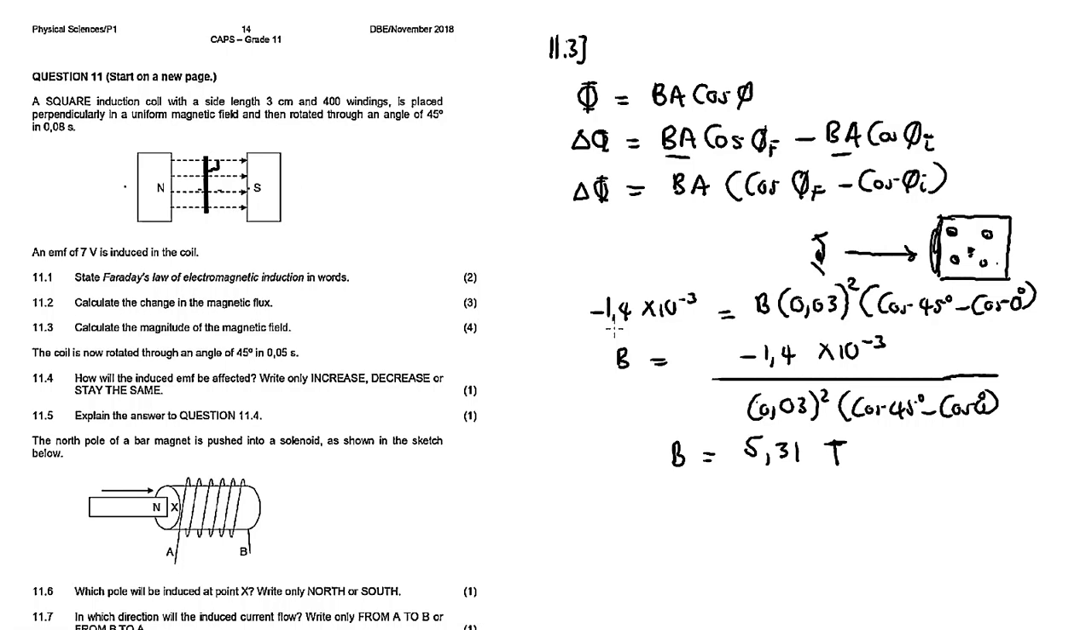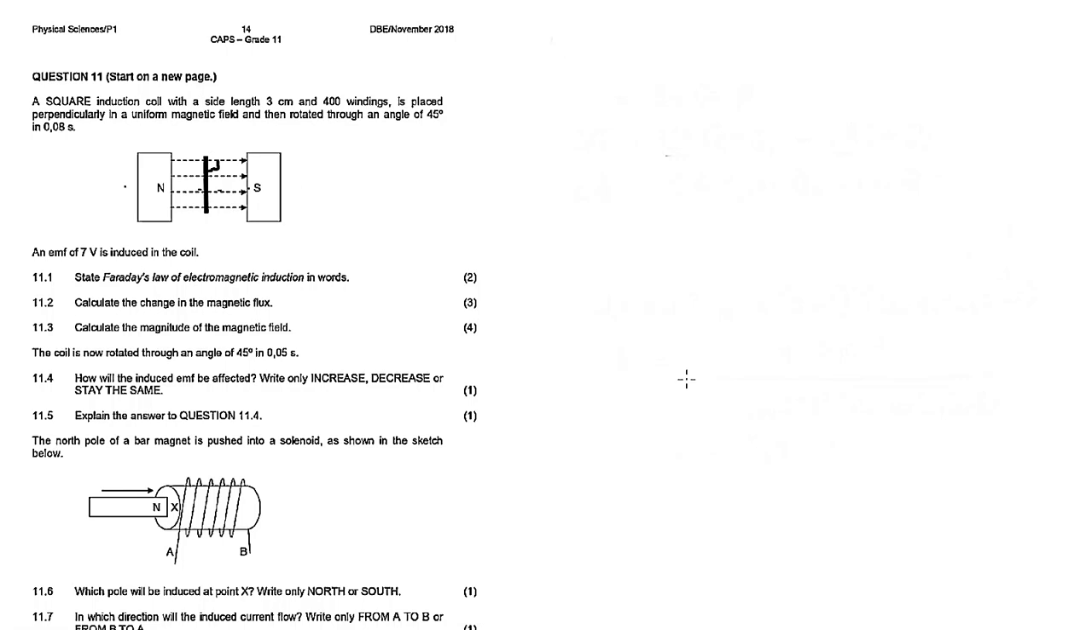Now, the coil is now rotated through an angle of 45 degrees in 0.05 seconds. 11.4, how will the induced EMF be affected? Only increase, decrease, or stay the same. We have three options: increase, decrease, or stay the same. My answer is that it increases.